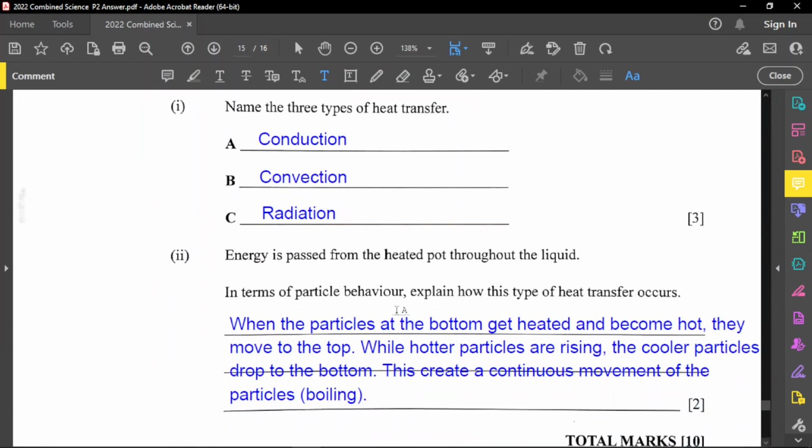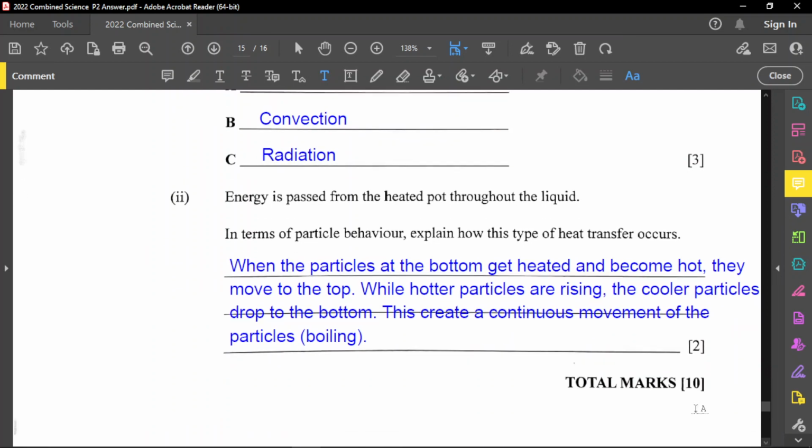Part 2: energy is passed from the heated pot throughout the liquid. In terms of particle behavior, which also refers to kinetic theory, explain how this type of heat transfer occurs. And again, once you see particle behavior and so on, it is a reference to the kinetic theory.